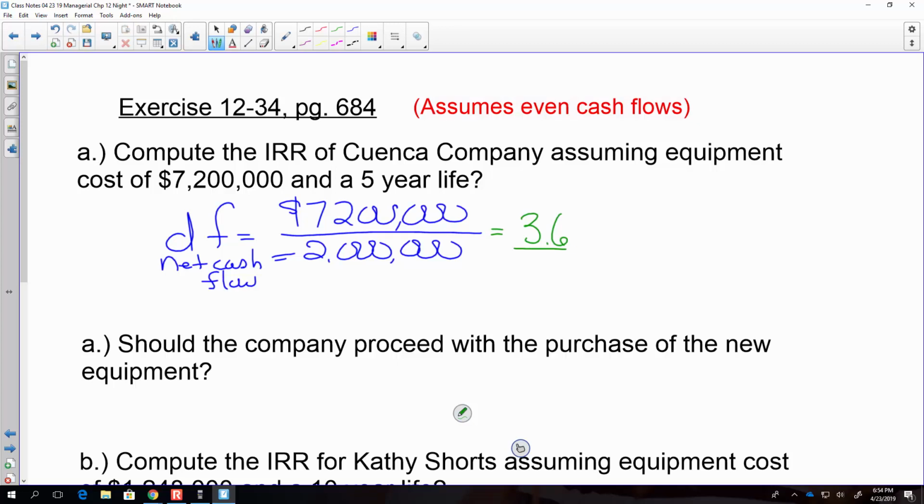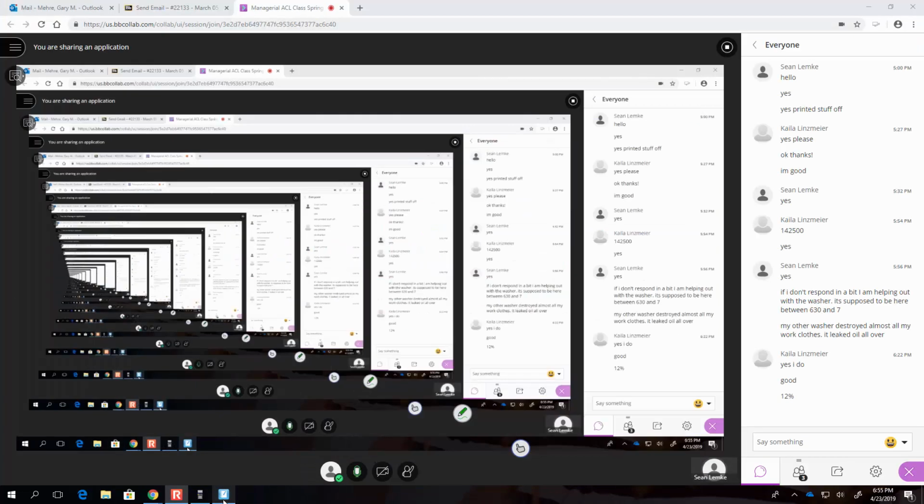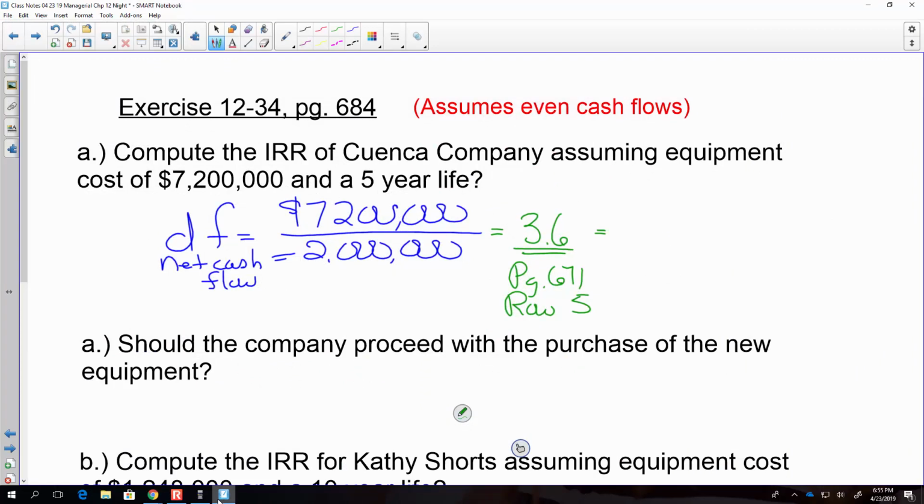For 5 years, what row do I go to? Row 5. Kayla, what's my percentage? 12 again? Okay. The 12% is my internal rate of return.